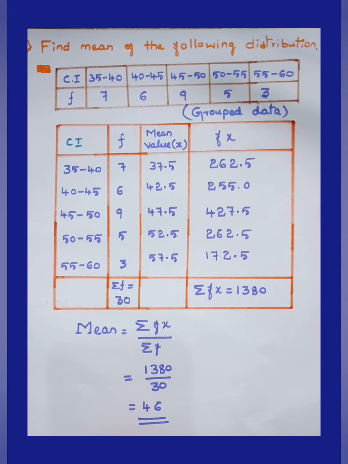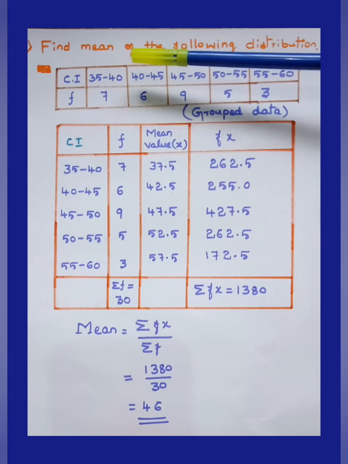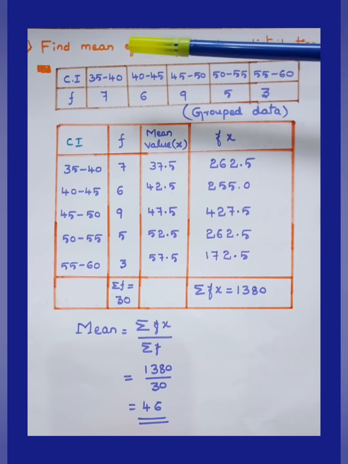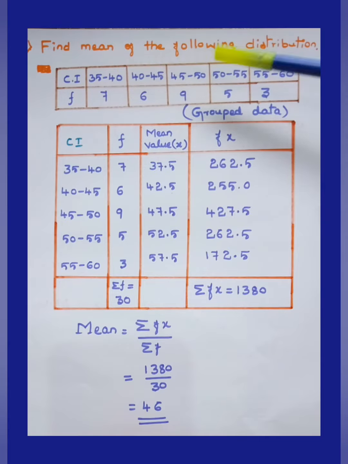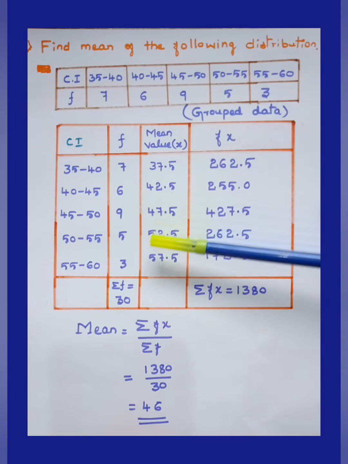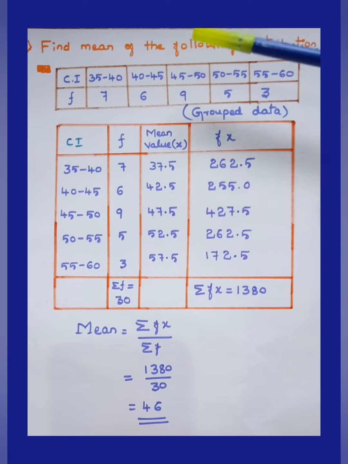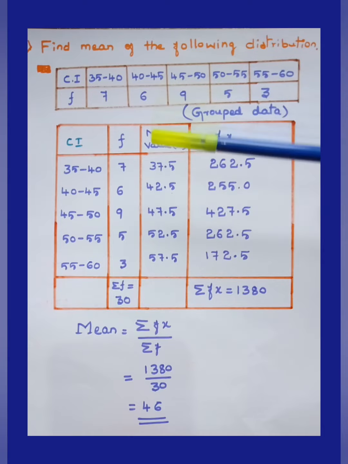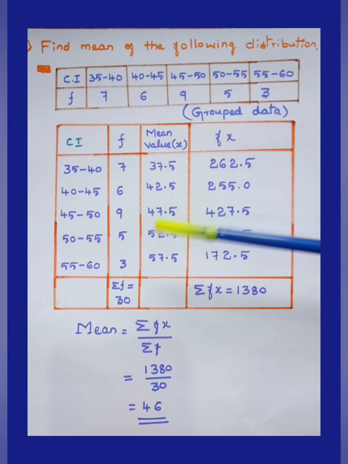On moving to the next one, find the mean of the following distribution. Here class interval is given, f frequency is given, and it is given in horizontal form, and we have to write the solution in the vertical form like this. You need not copy down the question again in the exam, you can only write these vertical columns.